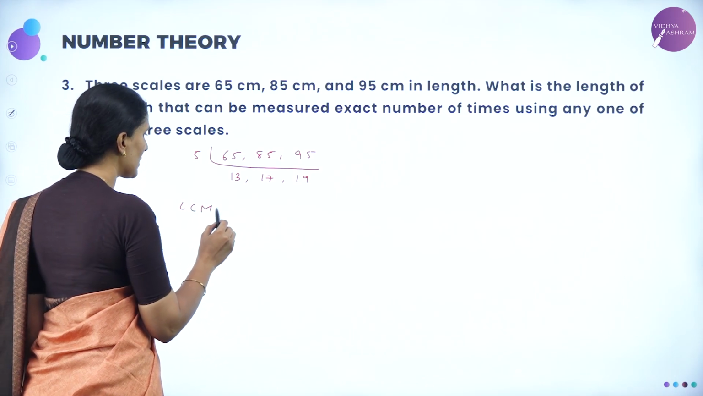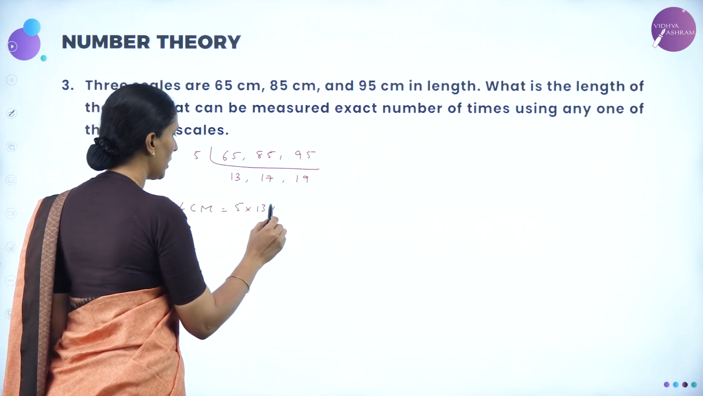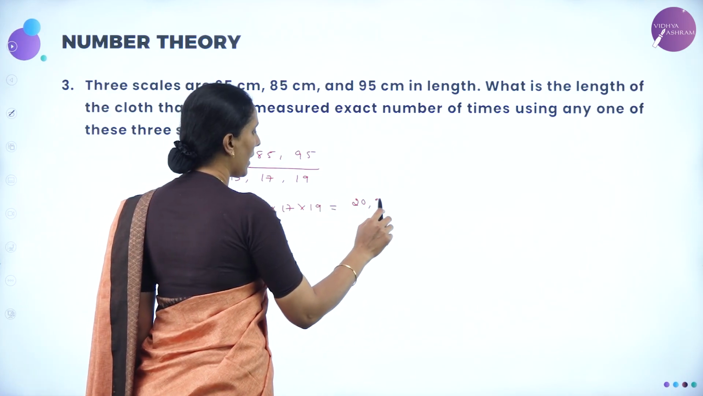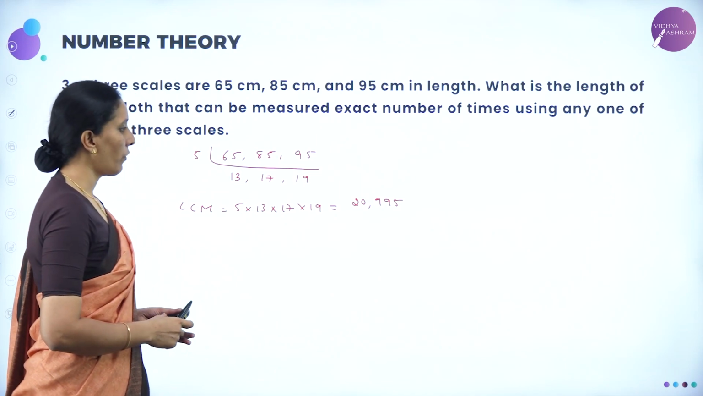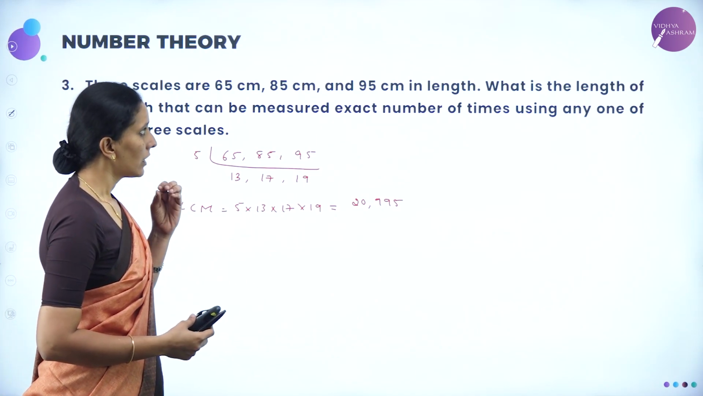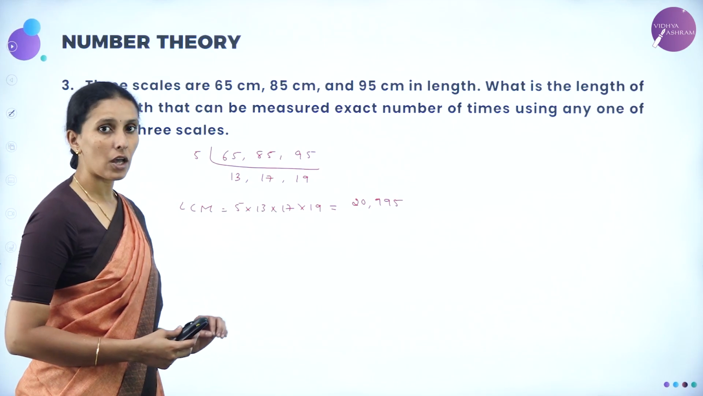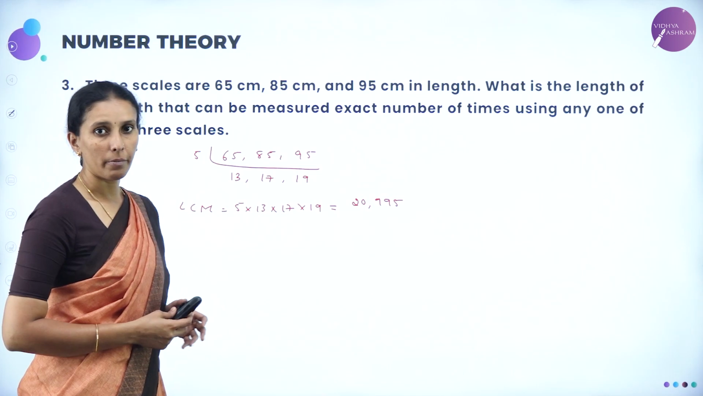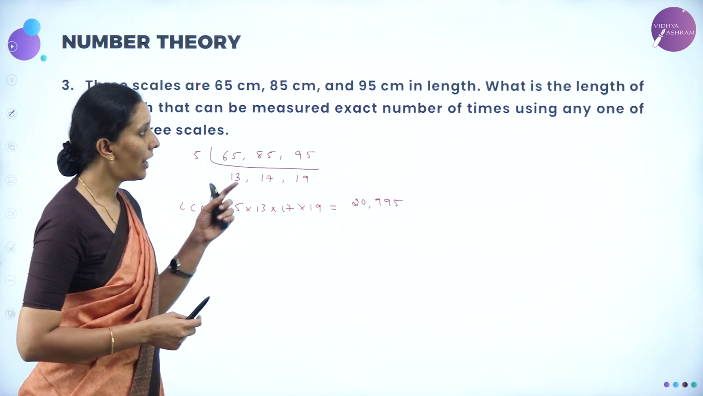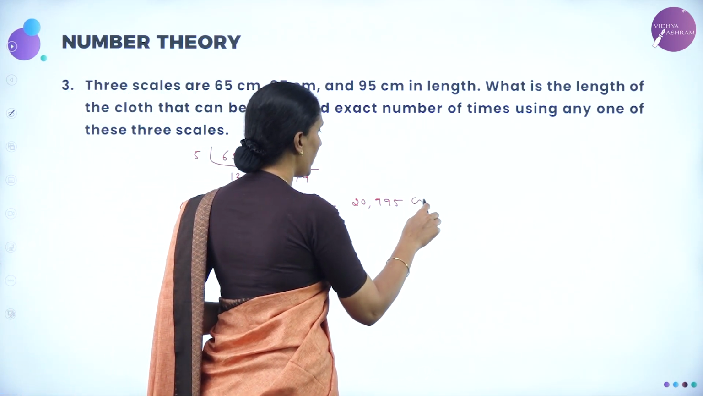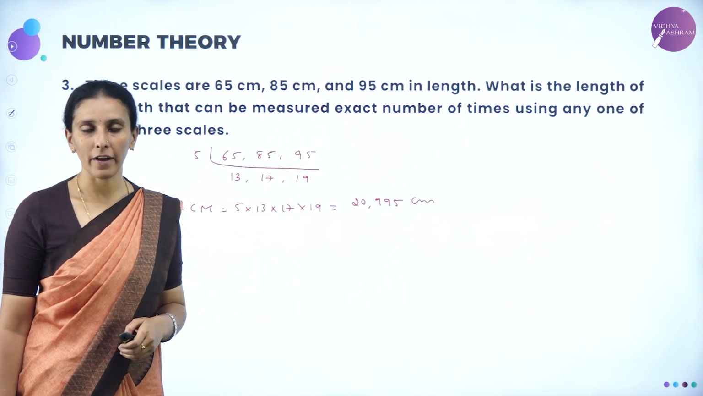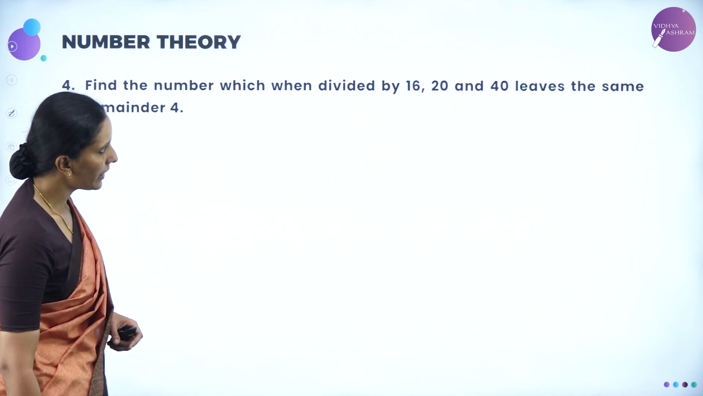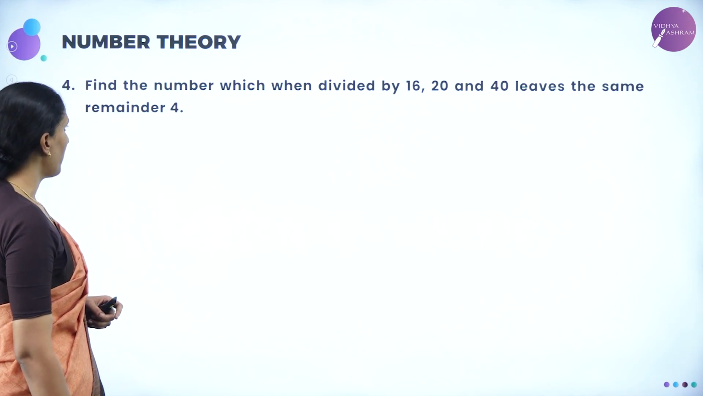So the value of the LCM is 5 into 13 into 17 into 19, which is equal to 20,995. So the length of the cloth should be 20,995 centimeters, so that it is exactly measured by all three scales. Therefore, the length of the cloth should be equal to 20,995 centimeters.